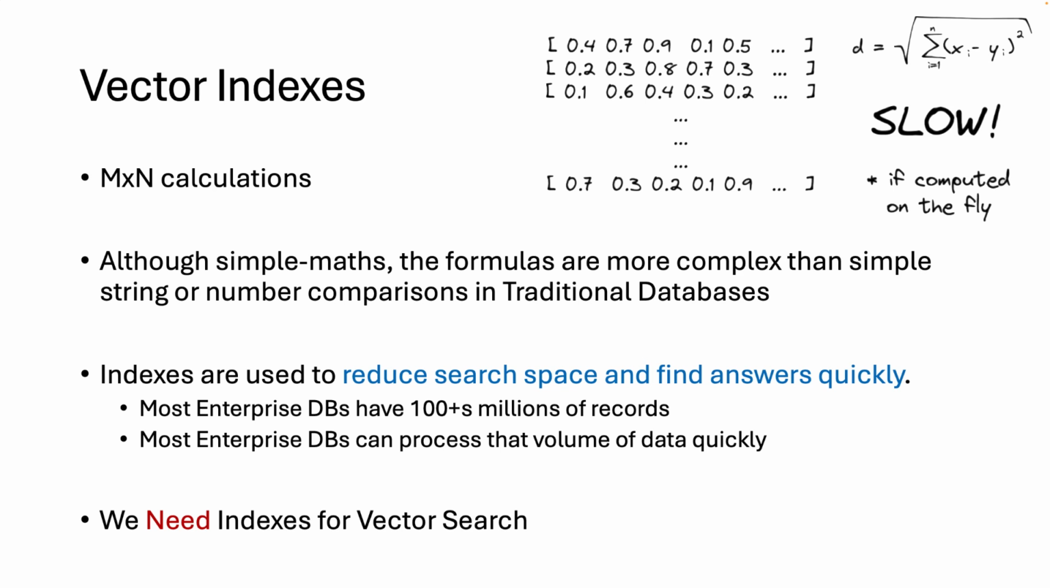Okay, so why do we use indexes? Well, we want to be able to reduce the search space very, very quickly. We don't have to search through every single record and every single vector and all the dimensions in those vectors. We want to reduce the search space really quickly, and that's why most enterprise databases can easily scan many hundreds of millions of records in a fraction of a second or in a couple of seconds. It's really simple to do. You don't need big data platforms and NoSQL databases to do all of this.